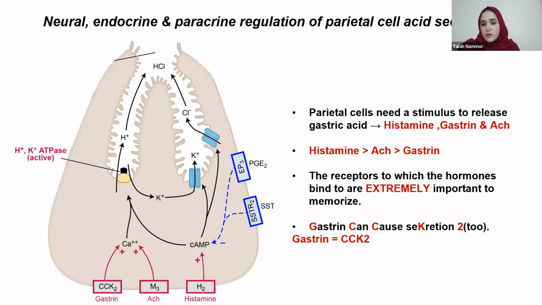Remember how in the beginning I told you that histamine is the strongest of them all? This is why, because histamine will release cAMP, and the binding of histamine to H2 will result in the release of cAMP. And cAMP can work on all of the ion channels. Like you can see here, it can work on this, it can work on that, and on this. It can bring about the release of H and Cl minus. But gastrin and ACH will result in the increase of calcium, which will only act on the ATPase.